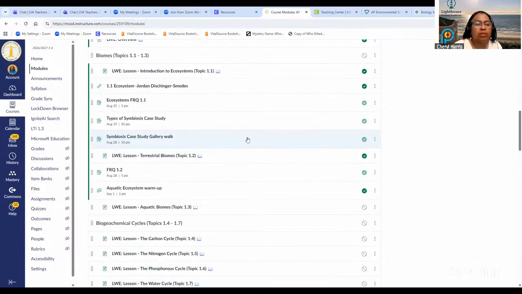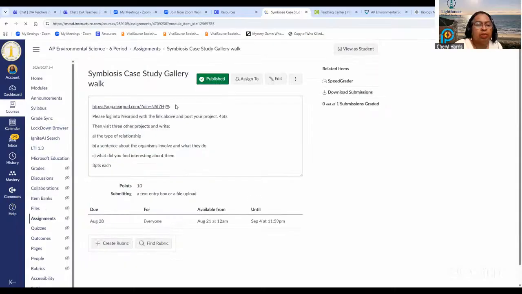Does gallery wall. There we go. All right, so this is the link for the Nearpod that you put the gallery walk on, that you posted your project to. And then while you're there, look at other people's projects. You're going to answer 3 questions on each person's project. And you only have to look at 3.